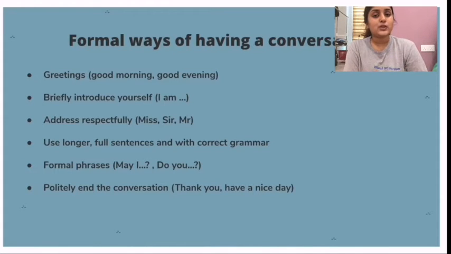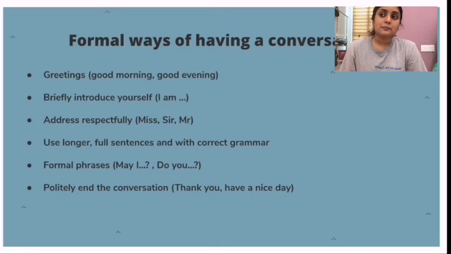Next, you have to use formal phrases when you're having a conversation formally. For example, you use "do you," "may I," "could you," or if you want to use this in a sentence, you can say, "May I talk to Mr. John, please?" or "Could you hold on a moment, please?" So these are examples of phrases you can use.